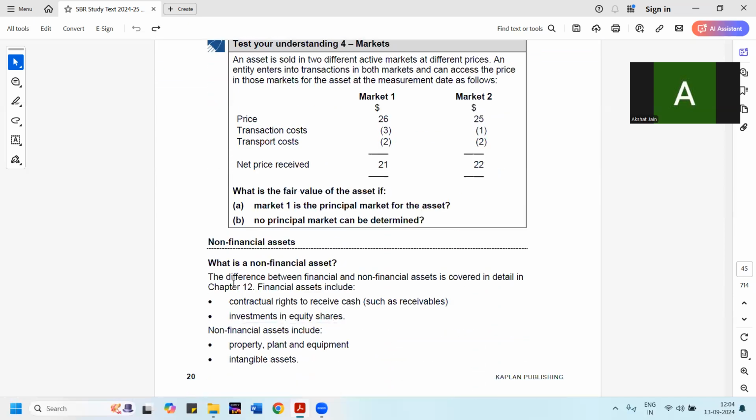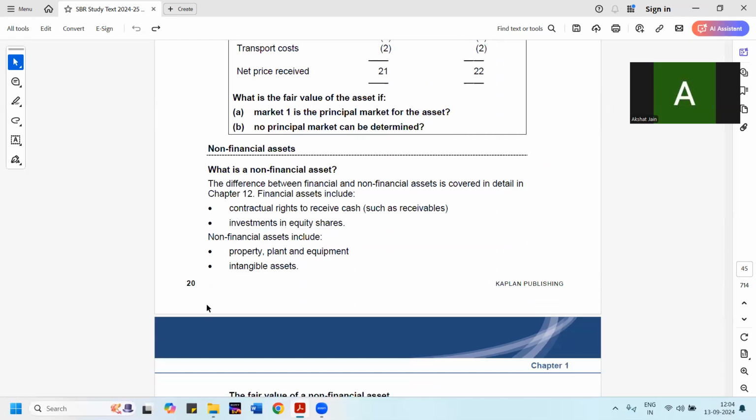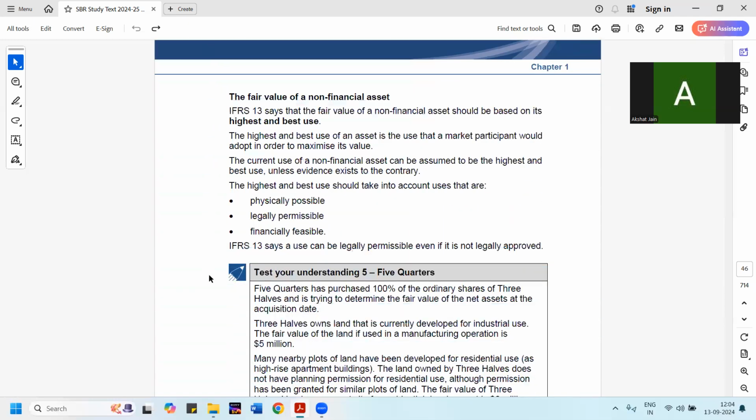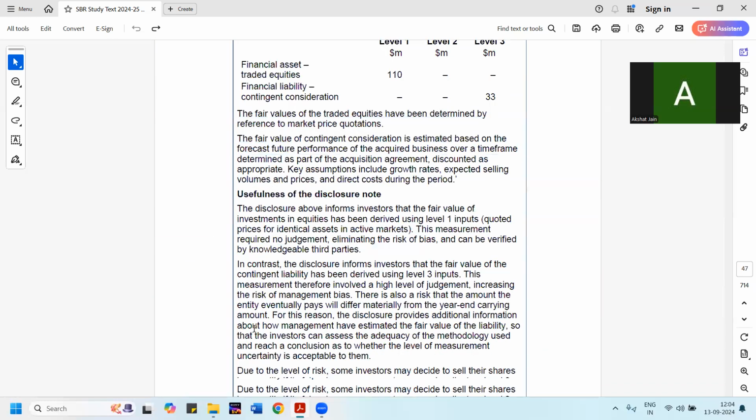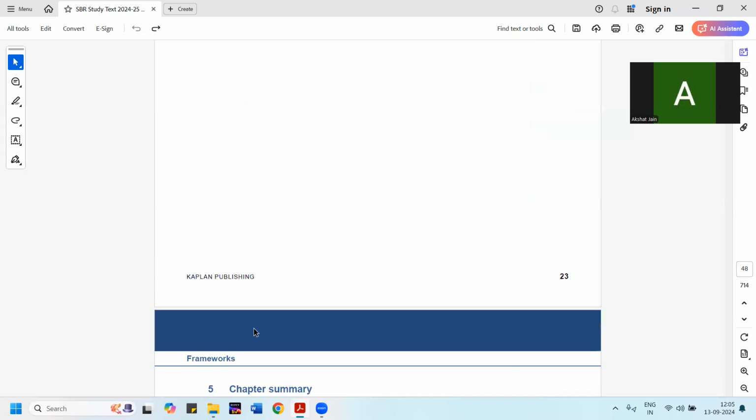All right. And I don't think this is important in any way, so let's just skip it. Non-financial assets and all this.